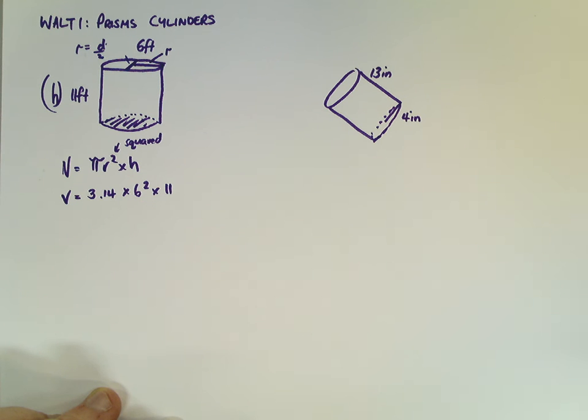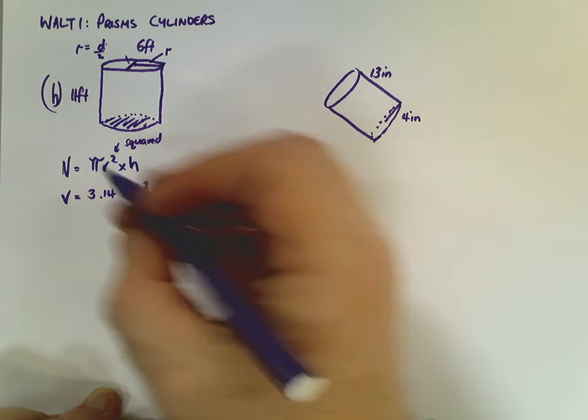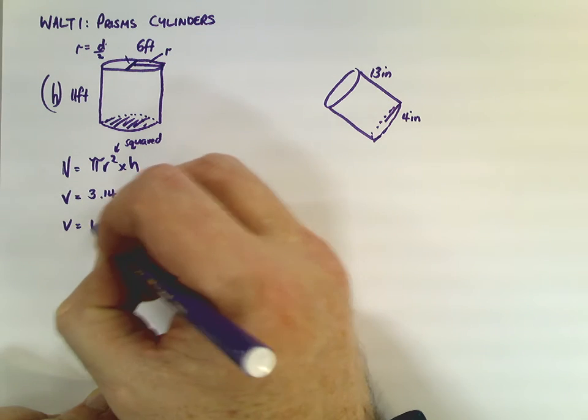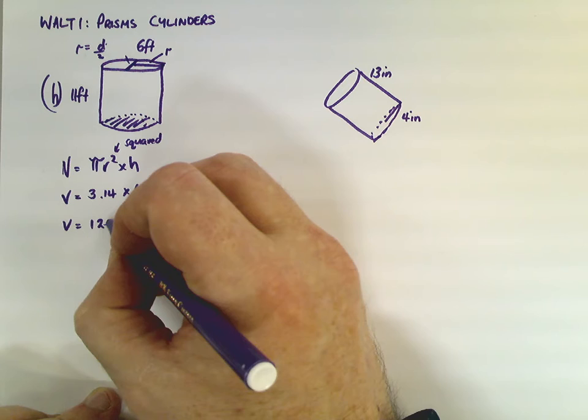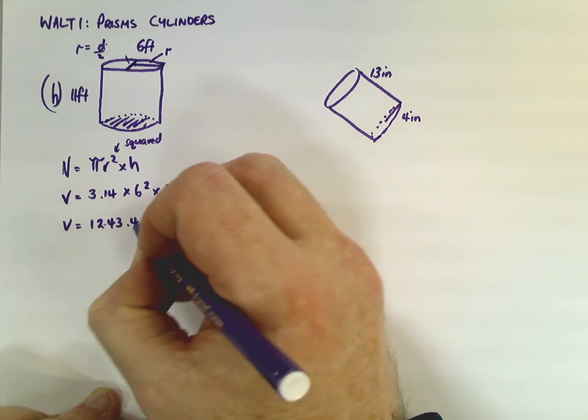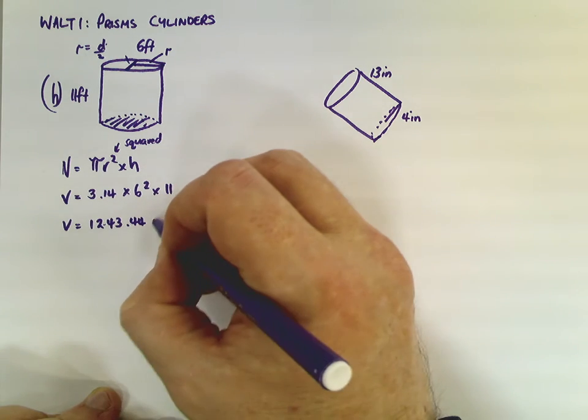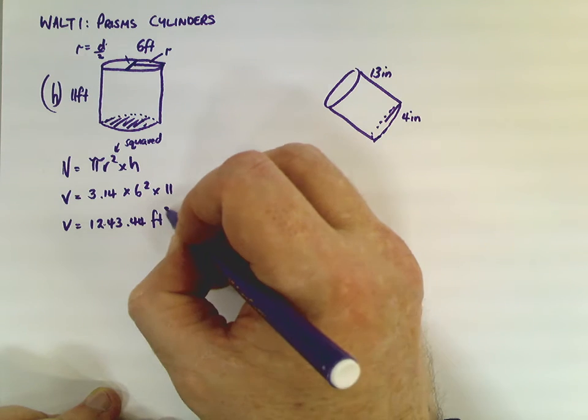So if we have a look here, it's 3.14 times 6, I'm just going to press my squared button, or 6 times 6, which is 36, and then times finally by 11, and that's going to give me a volume of 1,243.44. And of course, the units are feet this time, so feet cubed.